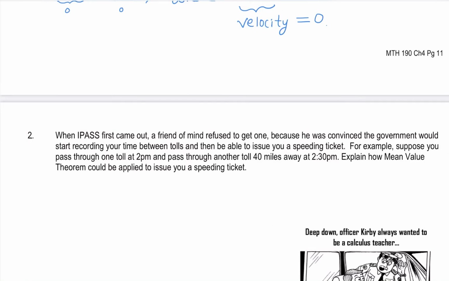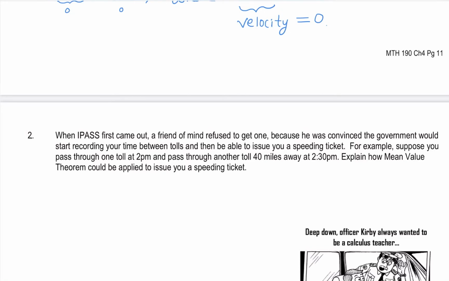So suppose you pass through one toll at 2 p.m., and then you pass through another toll 40 miles away at 2:30 p.m. We have a pretty good intuition, which is what my friend would have said, but let's be specific and think about how the Mean Value Theorem could be applied in a formal way here to issue you a speeding ticket.